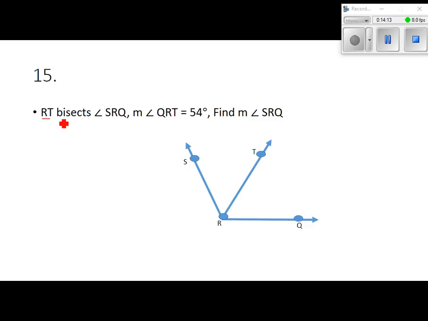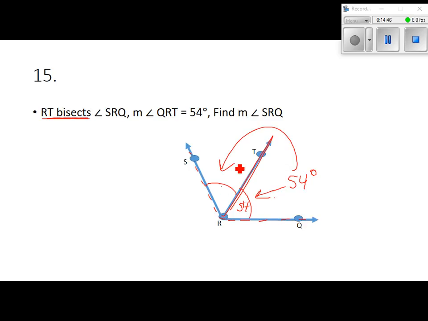Next one, key thing here, ray RT bisects this angle. Well, if it bisects angle SRQ, then we know this angle is congruent to that angle. They tell us that QRT, this angle right here, is 54 degrees. Well, if you know that angle is 54 degrees and you know that these two are congruent, then you know something about this angle.